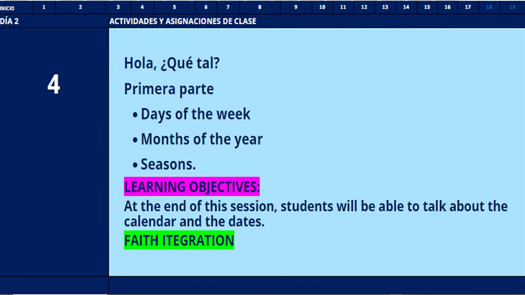Hi, chicos. In this piece, we are going to be putting together the pieces to express dates. So how to tell when your birthday is or a holiday is or what day today is. Those are the pieces that we need to put together expressing dates.